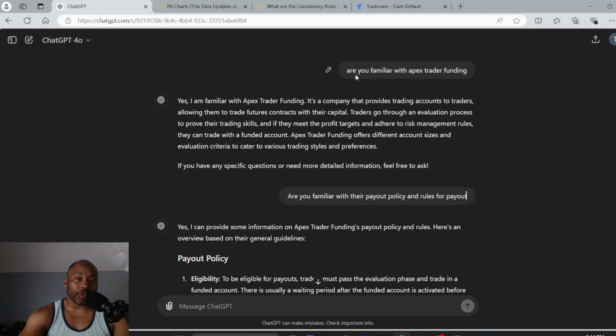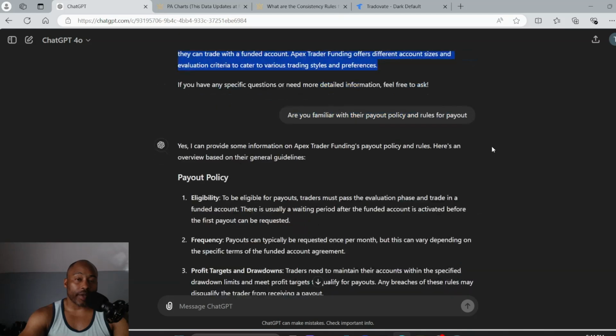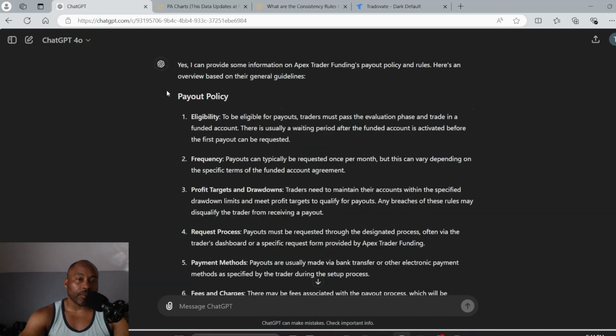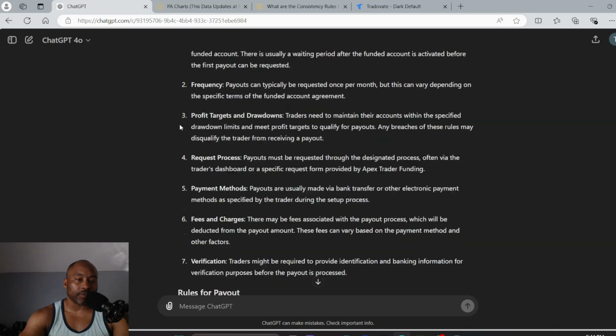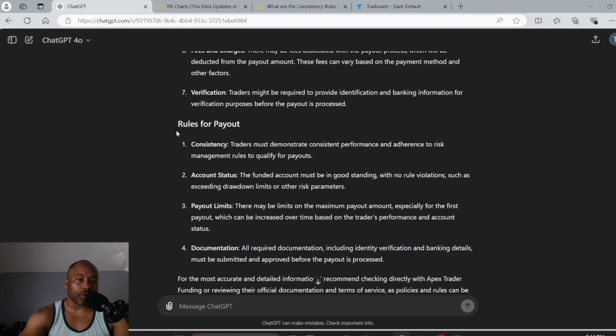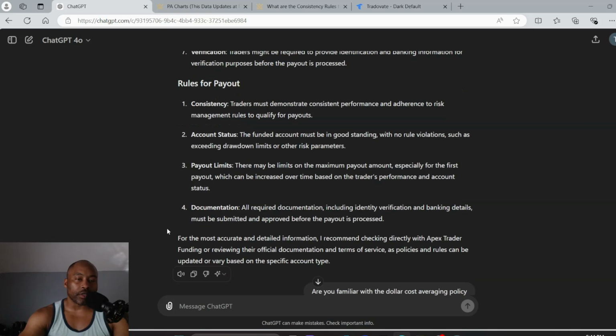So I asked ChatGPT, are you familiar with Apex Trader Funding? It says, yes, I'm familiar. It's a company that provides trader accounts, allowing them to trade futures contracts. Beautiful, and it knows Apex. So I asked it, are you familiar with their payout policy and rules? Yes. And then it gave me a slight breakdown, but not too specific, of their payout policy and also their rules. So a consistency rule, account status, payout limits, documentation. But what I didn't see is the DCAing.